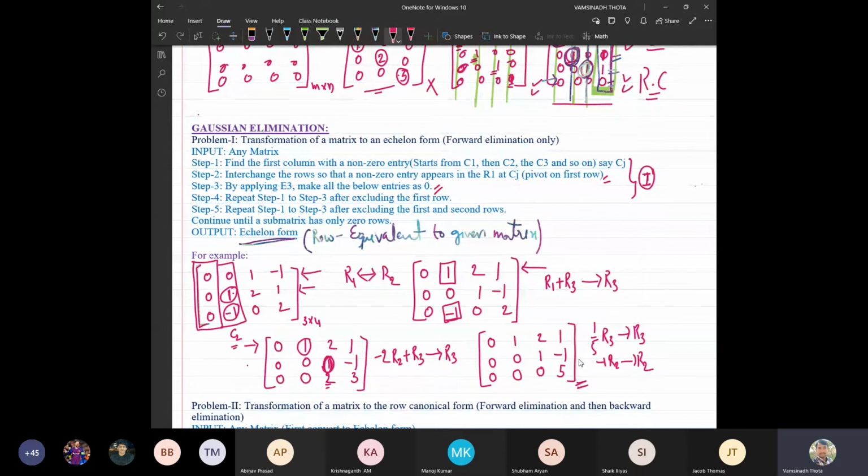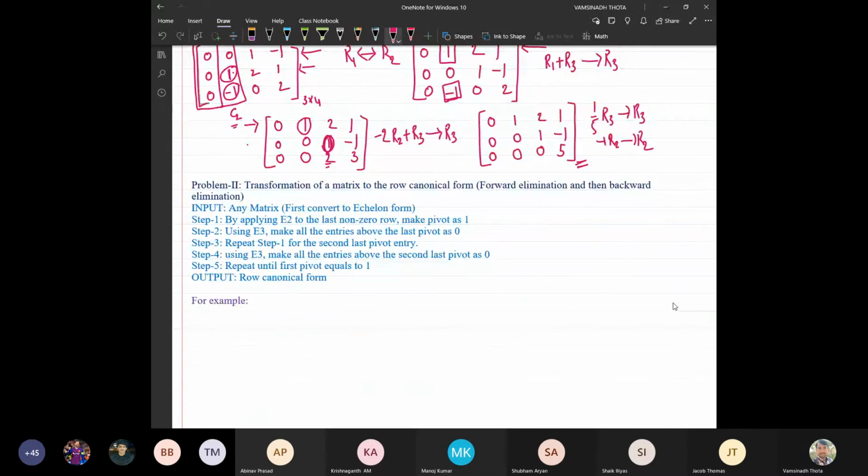Okay, I hope you understood how to transform a given matrix to an echelon form. This is the procedure you need to follow. Now let us move to another procedure. Does anyone have doubts regarding this one? If you have any doubts, please raise your hand. In this algorithm. Okay. Now we will proceed to another problem.